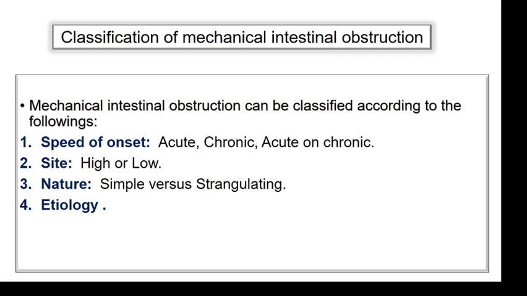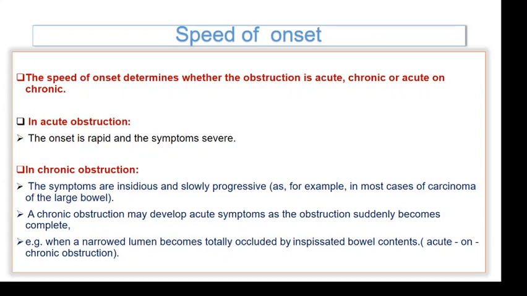We will talk about mechanical obstruction. Mechanical obstruction can be classified according to the following: according to the speed of onset into acute, chronic, and acute on chronic; according to the site as a high or low obstruction; according to the nature of disease, whether it is simple or strangulating; and according to the etiological factor of the disease.